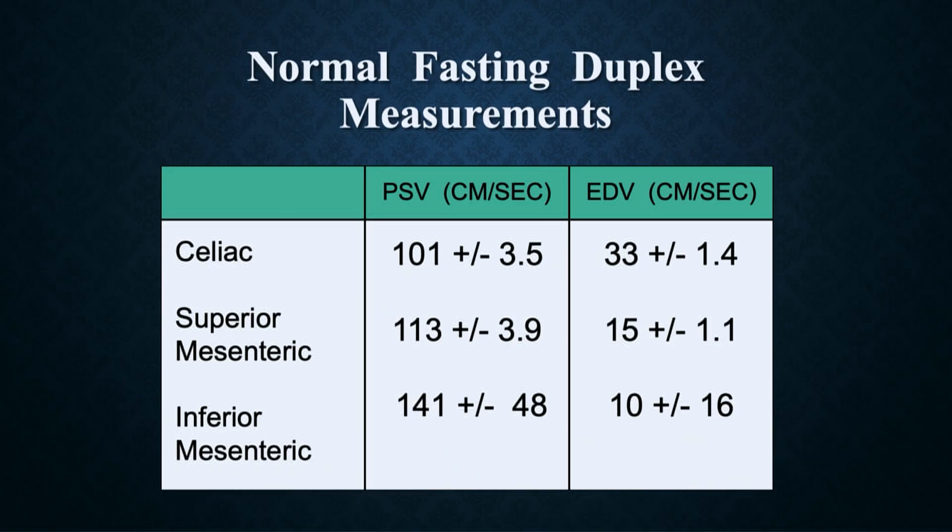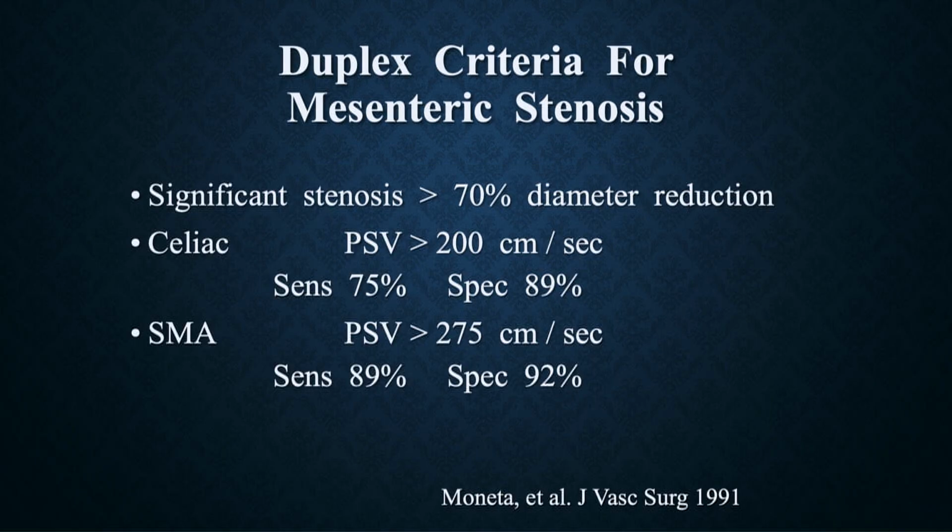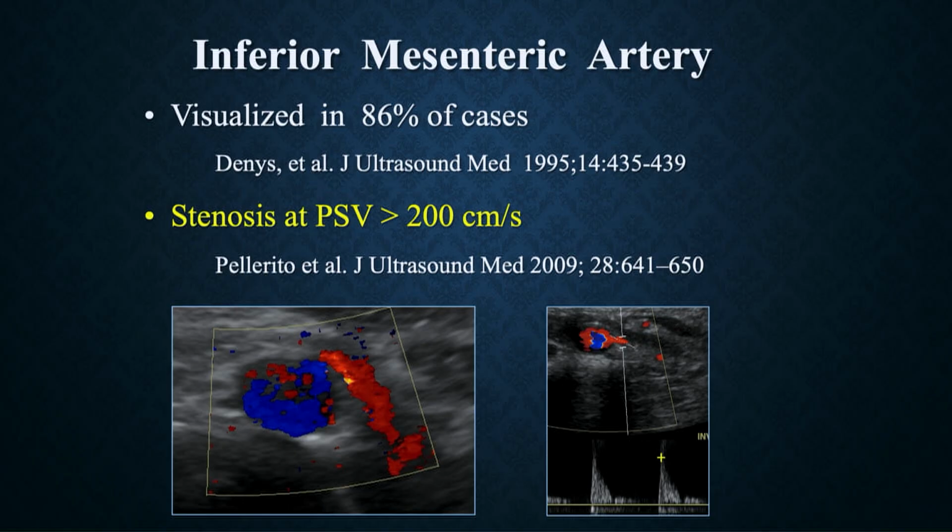Here are some normal fasting duplex measurements. You can see here somewhere between 100 and 140 centimeters per second. The criteria that we use, as I mentioned before, 200 centimeters per second is the criteria we use for the celiac and the IMA. For the SMA, it's 275 centimeters per second. That's the exception.